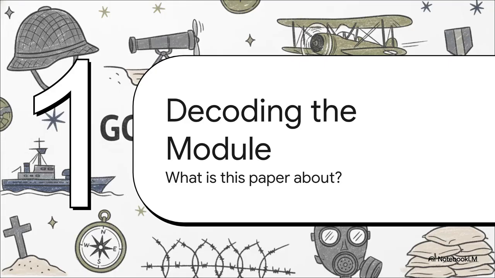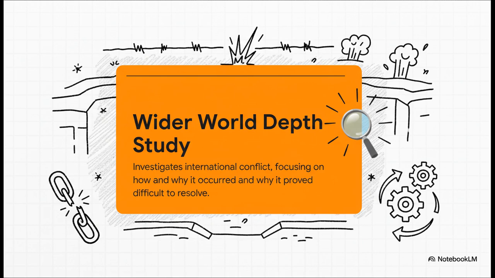Okay, first things first. Let's zoom out a bit and understand the big picture. What exactly is this module asking you to do? Because knowing that, well, that's the key to giving the examiners what they're looking for. So this isn't just about memorizing a bunch of dates. AQA calls this paper a wider world depth study. Now look at those key phrases, how and why it occurred, and why it proved difficult to resolve. That's your first big clue. The examiners want you to be an analyst, not just a fact finder. You've got to explain the mechanics of the conflict.